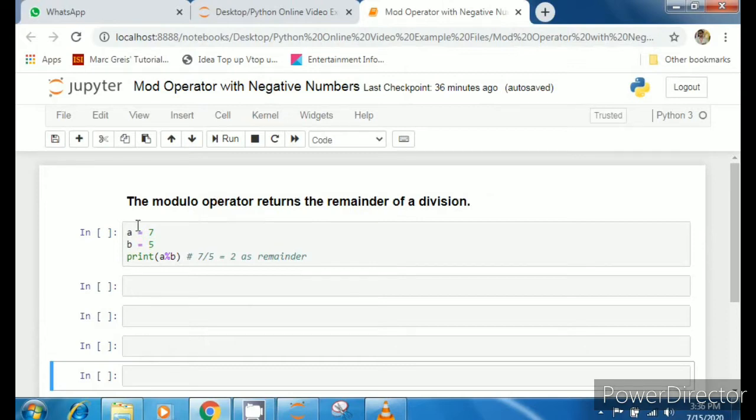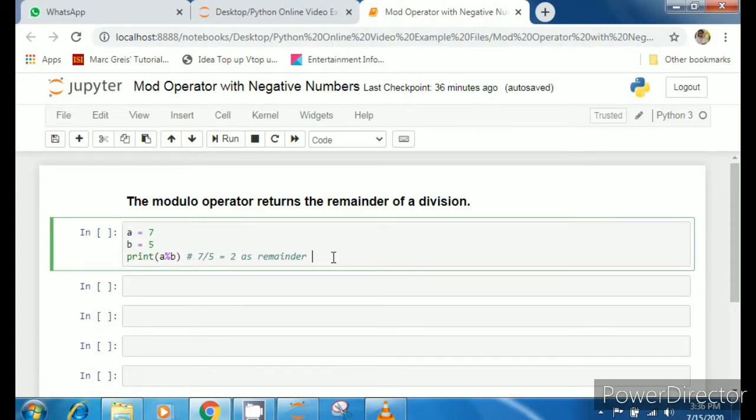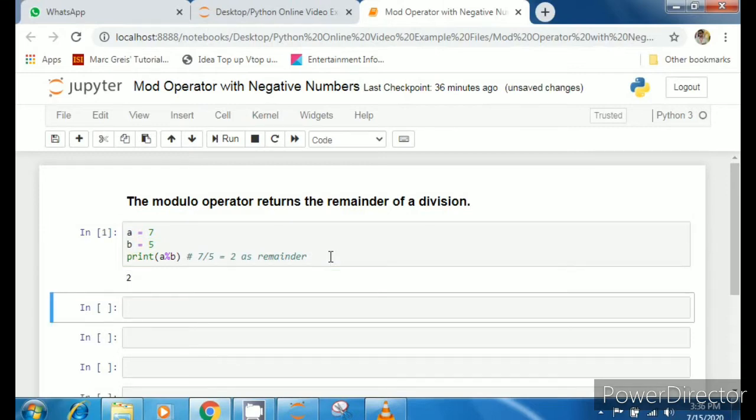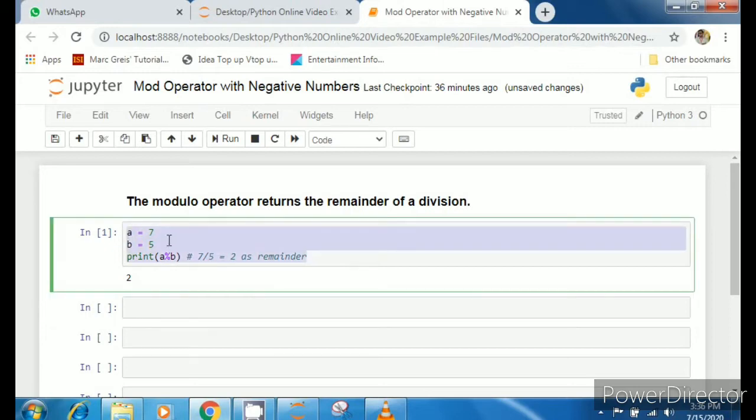Now the modulus operator is something which returns the remainder of a division. I have got 7 and I have got 5. I am dividing 7 by 5 and I am expecting 2 as the remainder, because when you divide 7 by 5, 2 will be the remainder. Okay, so it's working. Now the trickiest part comes when this number becomes negative.